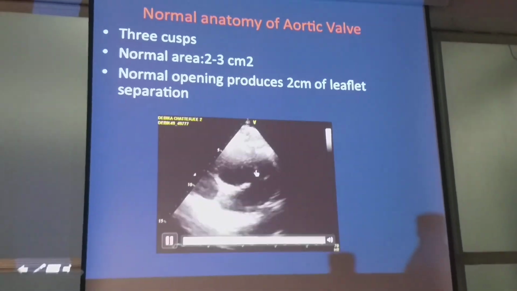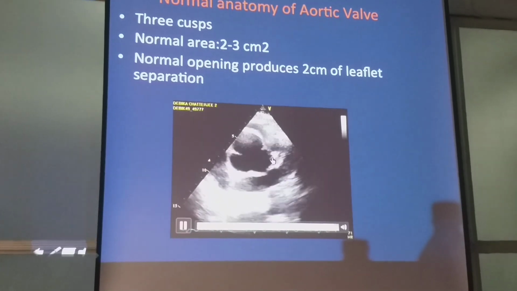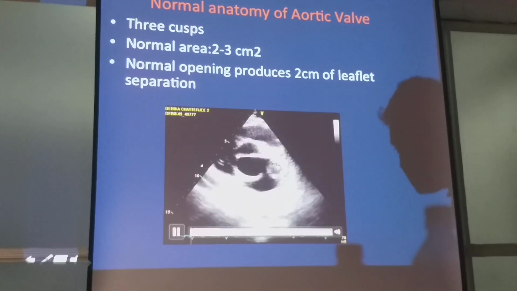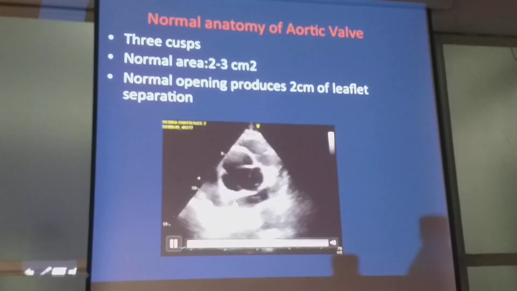LCC is always towards the LA appendage. This is the LA appendage, right? LCC is closer to the LA appendage and NCC is near the IS.